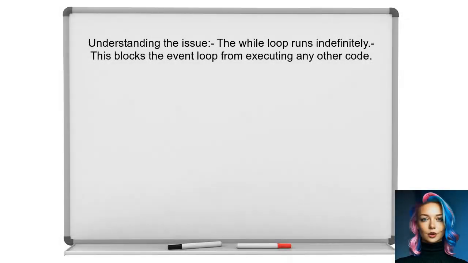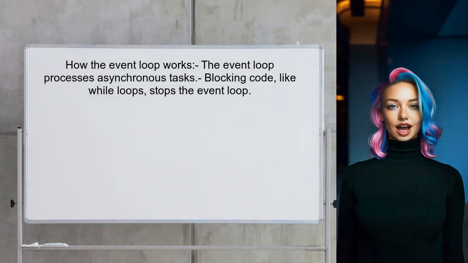To understand why the message hello is not printed, we need to look at how JavaScript handles the event loop and blocking code. The user has a while loop that runs indefinitely. Next, let's clarify how the event loop works. In JavaScript, the event loop allows asynchronous operations to run. However, if there is blocking code, like a while loop, it prevents the event loop from processing other tasks.